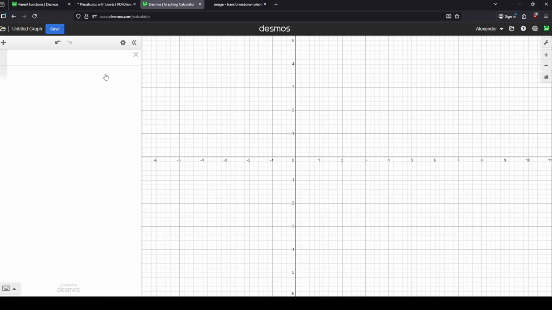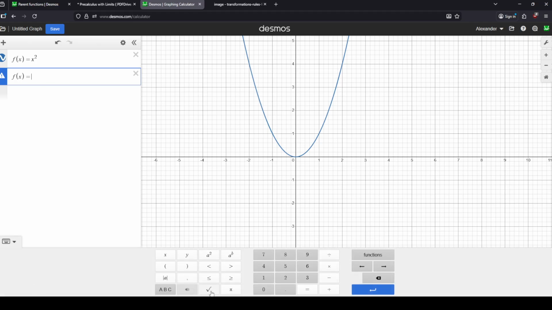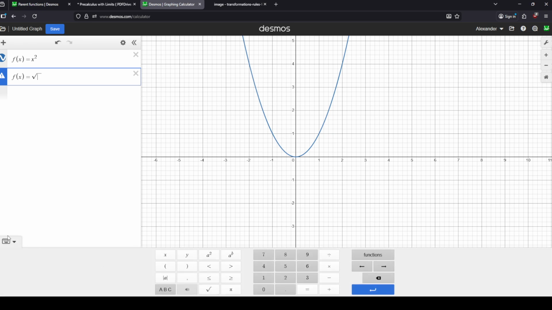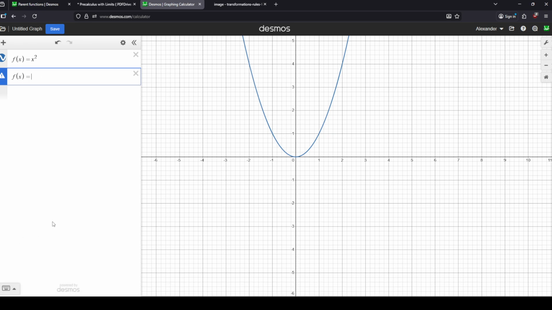I'm going to go over to Desmos, and we're going to start out. Let's just work with the function f of x equals x squared. So I have the parent function of a quadratic, and we'll also look at the square root of x. So f of x equals square root of x. In order to get the square root symbol, you can click the keyboard at the bottom and click square root. Also, as a shortcut, you can just type SQRT on Desmos.